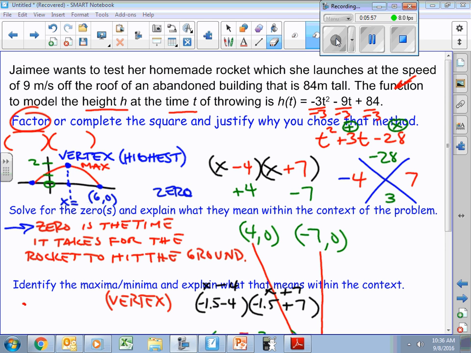Number 2, getting the zeros, that's way easy. Same number, opposite sign. Same number, opposite sign, but you do have to write it as an ordered pair. 2 points. How do we justify why we chose that method? In this case, you can just write down that it's the easier of the two. And you could write, he didn't teach us the other ones because it's so much harder.